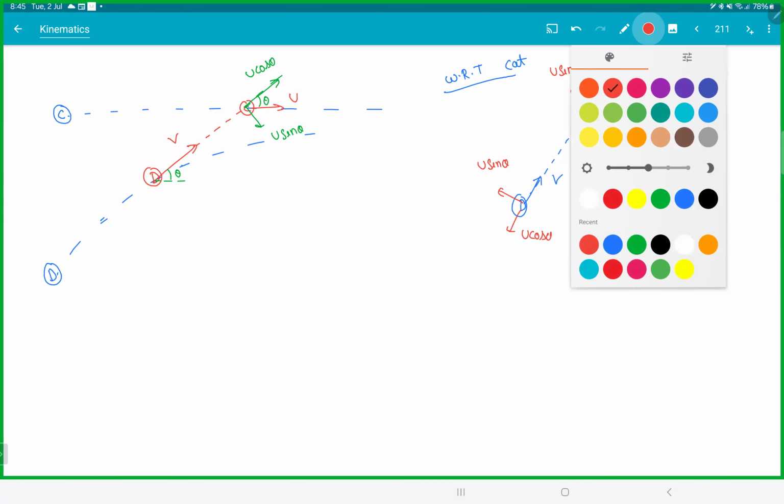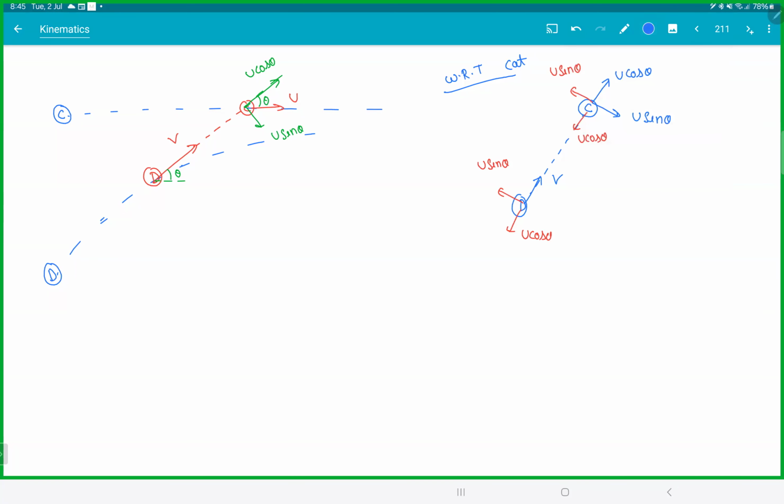Now suddenly the cat will think, okay, I'm at rest. So think of it like this: let's say you're sitting on the cat's head and looking at the dog. This is what you will think. The cat will think, okay, I came to rest now. This stupid dog is coming towards me with the speed of v minus u cos theta, and this is actually responsible for them to meet, because this is the one which is decreasing the distance between the cat and the dog.